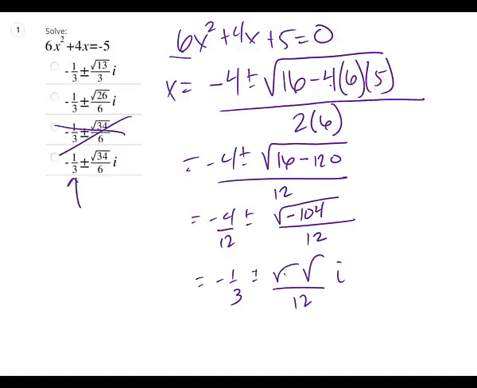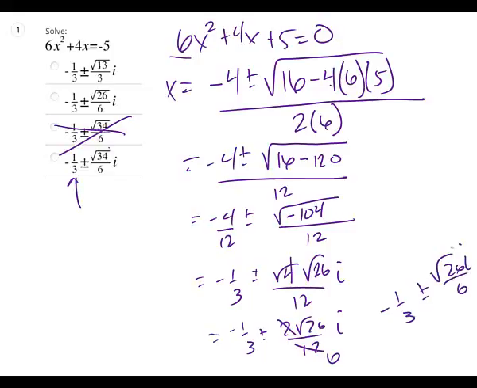Does 4 go in there? Yeah. Okay, how many times does 4 go in? 26. And look at your choices. You have 13, 26, 34. Okay. What's the square root of 4? 2 times the square root of 26 over 12i. 2 goes into 12 6 times. So negative 1/3 plus or minus the square root of 26 over 6i. It's looking like the second answer choice.